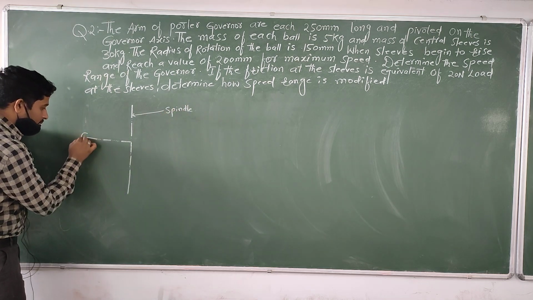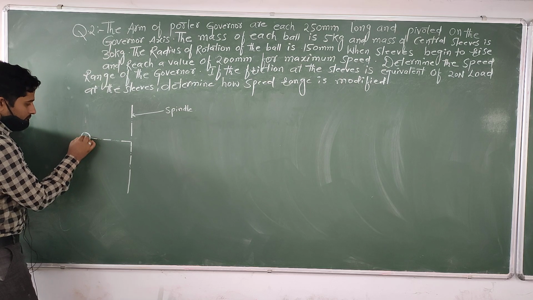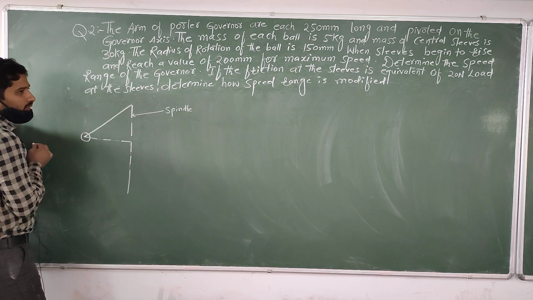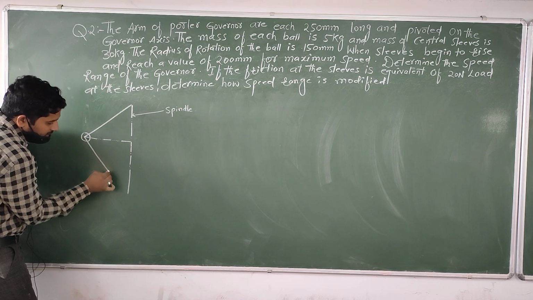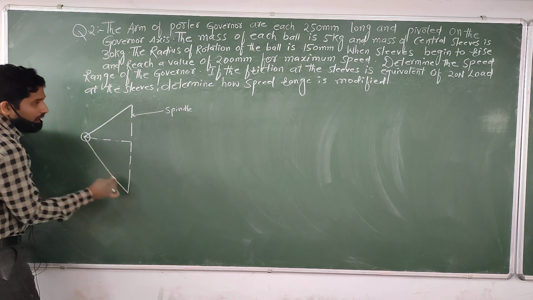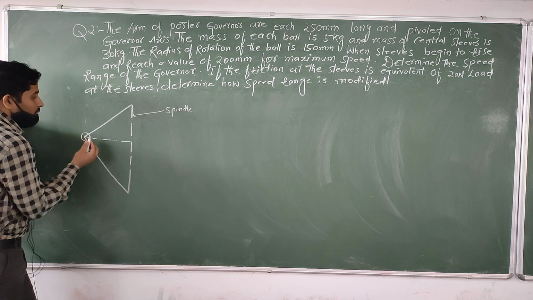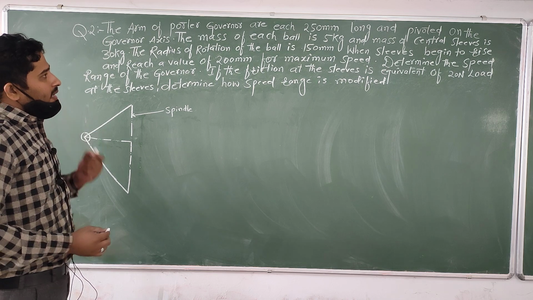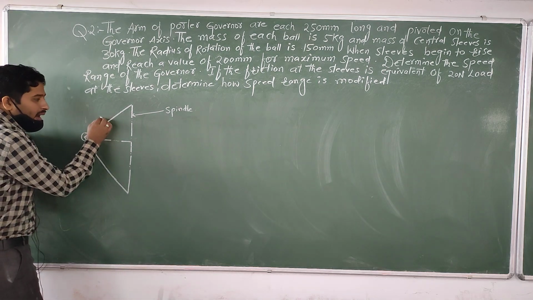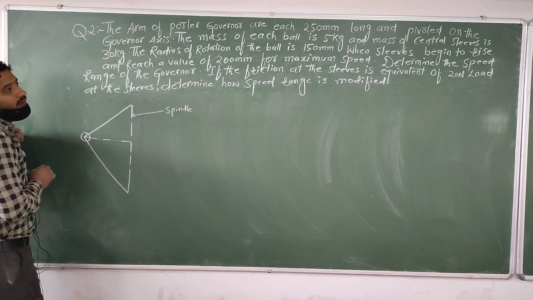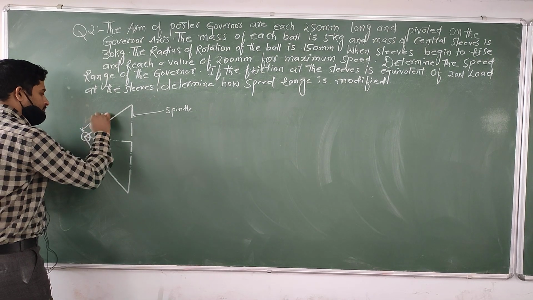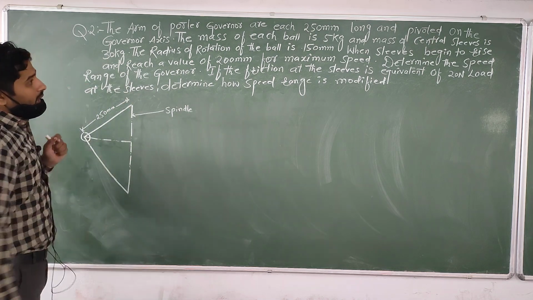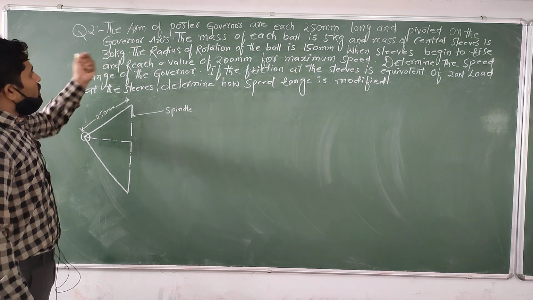Okay. And this one we can say is the upper end of the arm, and this one is the lower end of the arm. Okay. Here the arms of a Porter governor are each 250 mm long. So upper end as well as lower end is given as 250 mm. Okay. Then, and pivoted on the governor axis.